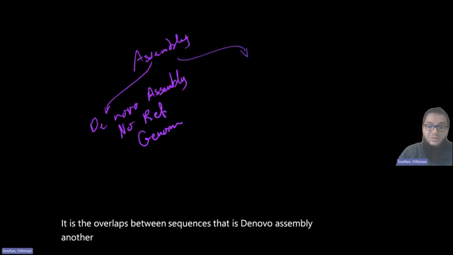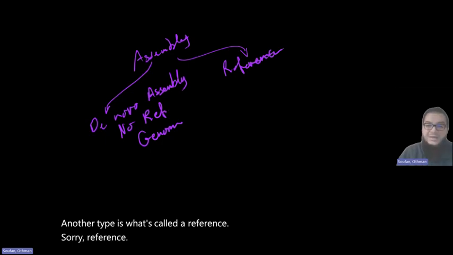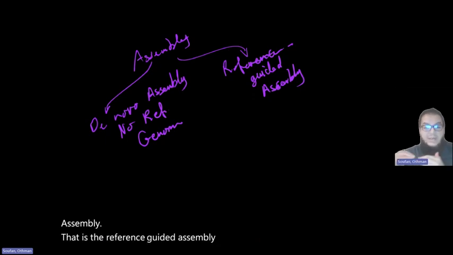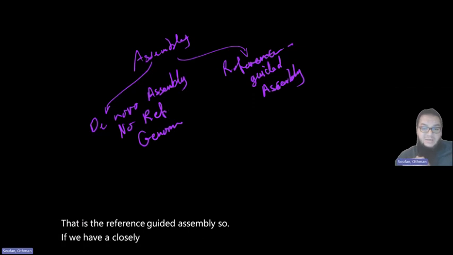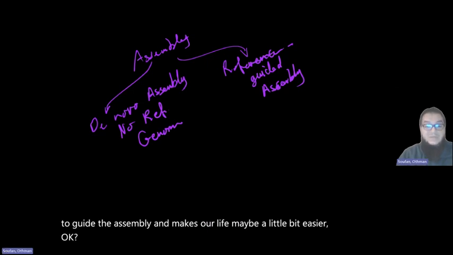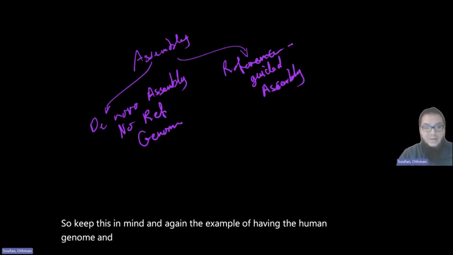Another type is what's called reference guided assembly. If we have a closely related reference genome, then it can be used to guide the assembly and makes our life a little bit easier. So keep this in mind, and again, the example of having the human genome and so on and so forth.